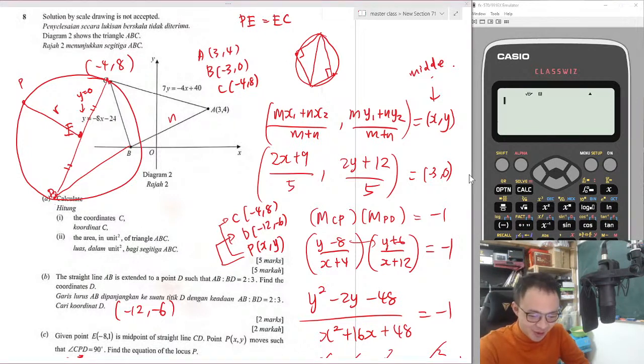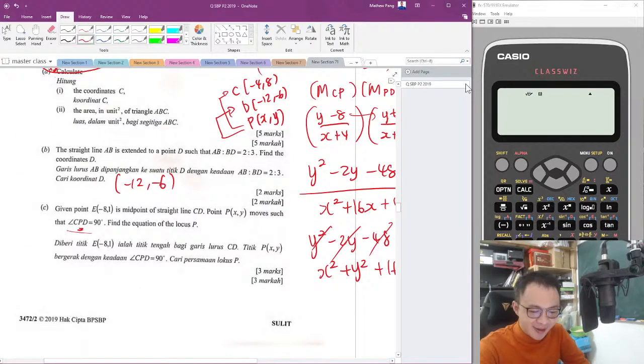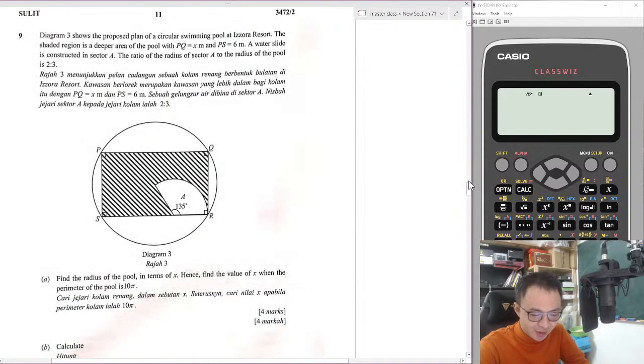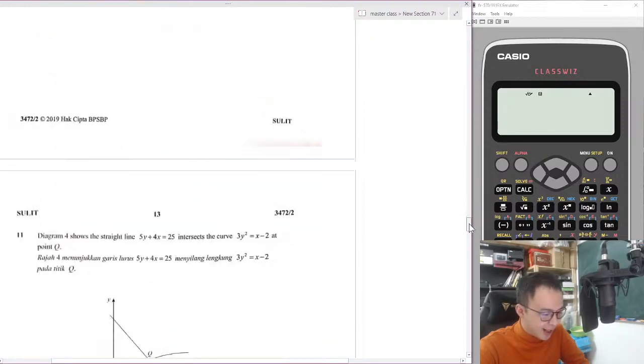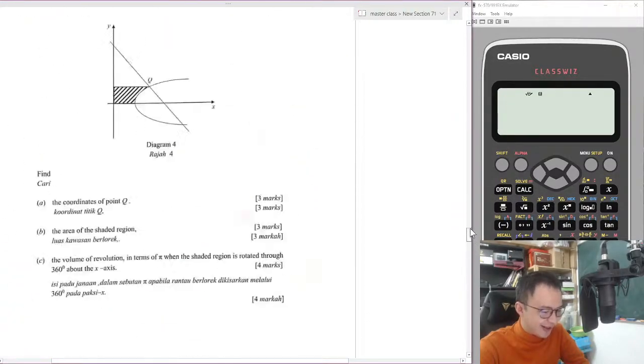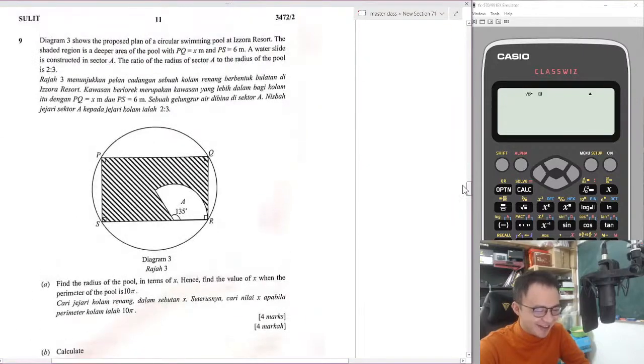Yeah, how many questions more do we have? I want to finish section B here. For section C, maybe I will just choose 1 or 2 questions to discuss. 9, 10. Oh my gosh, still got 3 questions. 9, 10, 11. Let's do it.